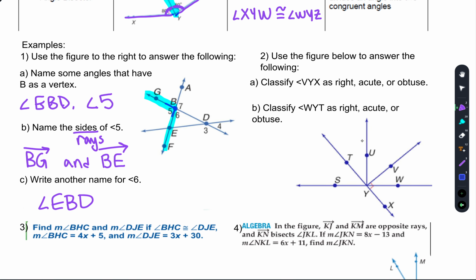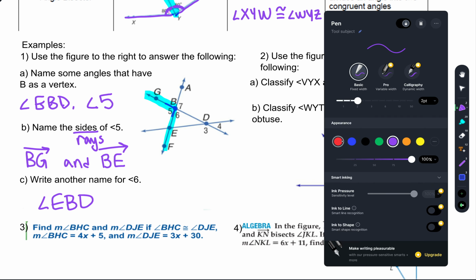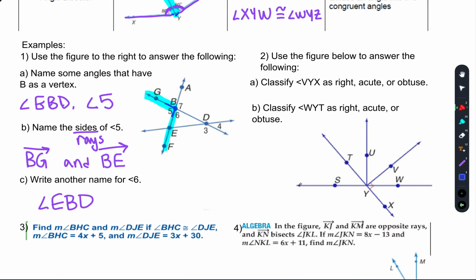Number 2, use the figure below to answer the following. Classify angle VYX as right, acute, or obtuse. Here is VYX. I strongly recommend we highlight things in these diagrams. What is that one, right, acute, or obtuse?